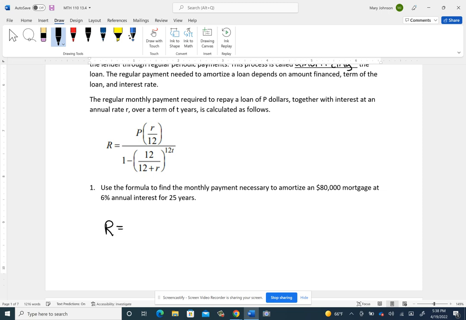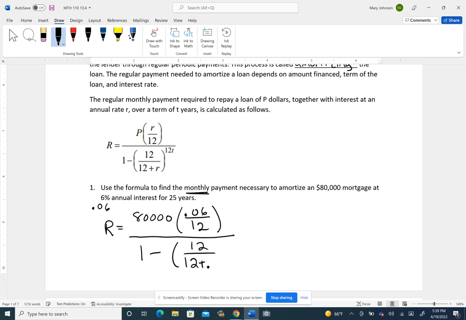So R is what the payment will be. P is 80,000. The r is the annual interest rate. Change it to a decimal though, so put a 0.06. We do divide by 12 because we're going to do the usual, which is a monthly payment. Then all of that gets divided by 1 minus 12 over 12 plus the interest rate of 6%. Okay, and then all of that is getting raised to the 12 times the years, the 25, right there.